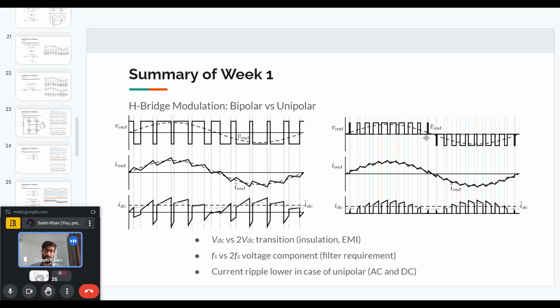Another aspect that we can find out is that in the unipolar case, the high frequency component of the output voltages and currents is at twice the switching frequency. So even if we switch both unipolar and bipolar at a switching frequency of Fs, for the unipolar case, the switching component of the output voltage and output current will come out at twice the switching frequency. And that means we will require a smaller filter to filter out the harmonic components. And lastly, the ripple in the output current as well as the DC current is smaller in case of unipolar modulation. So that means unipolar is advantageous for these three aspects. But as I mentioned, it is slightly more complex to implement, but nowadays that complexity is not very difficult.